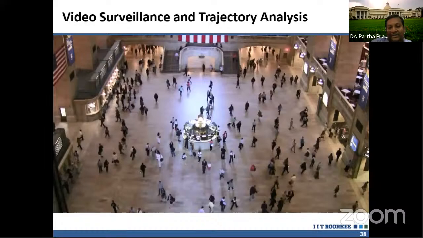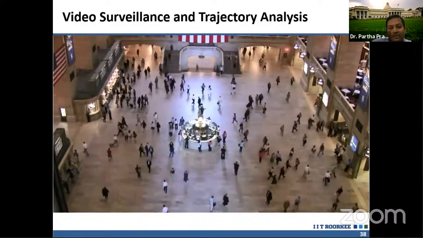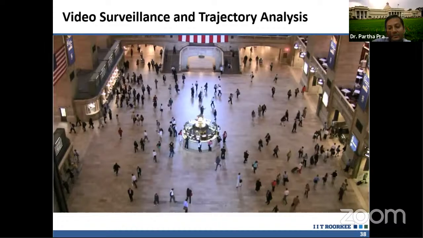So for video surveillance, what is the process? There are several cameras which record these kinds of video, and in the monitor room there are several people who monitor those videos and understand the activity in them. If there is any suspicious activity, an alarm will be raised. For example, if some people put a bag and leave, or there are some fighting incidents, there will be an alarm.